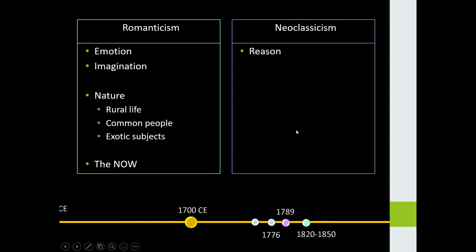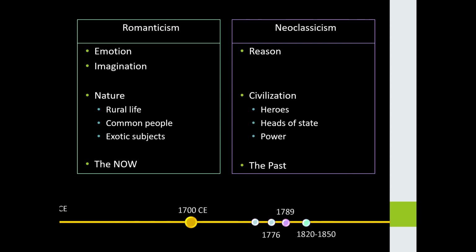Neoclassics, as I mentioned before, are about reason, and they are much more tied to civilization rather than nature, right? We're talking about heroes, heads of state, power. Think of Rome once again when you think about neoclassical, very much Roman. And because we're looking at the past for clues on how to behave and how to recreate our culture, neoclassicism is very much about the past. So romantics are about the now, neoclassicals are about the past.